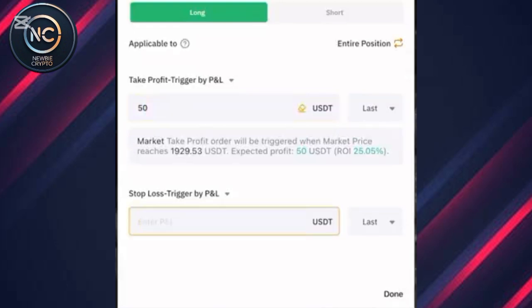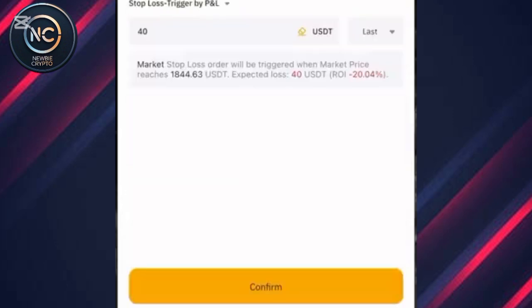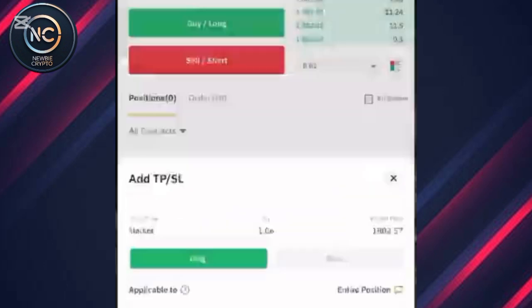Now, how much are you willing to lose? Let's, for example, say I'm willing to lose 40 USDT. That means that my stop loss will be 1,844 USDT, and I will be losing 20% of my capital. So those are the three different ways you can set your take profit and your stop loss. So let's say, for example, I want to use this as my take profit and stop loss. So I'll just come right here to where I have confirm and tap on confirm.